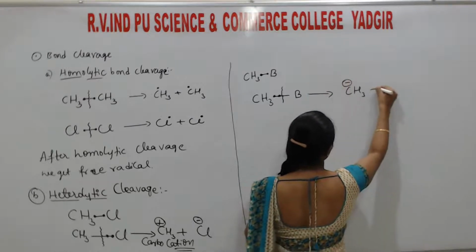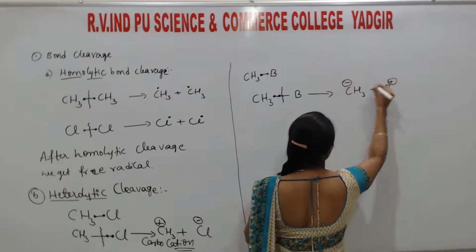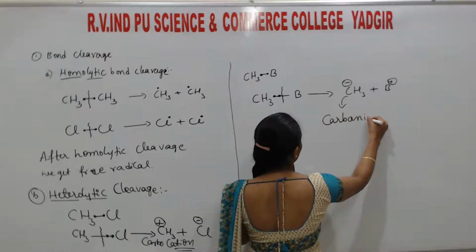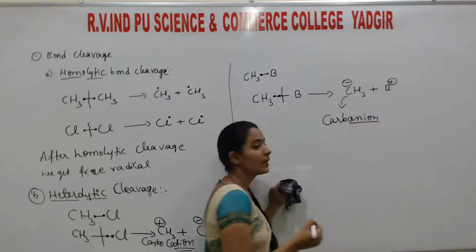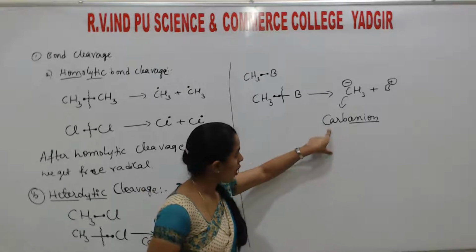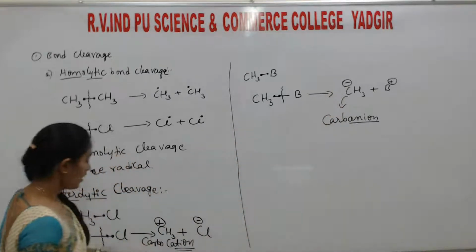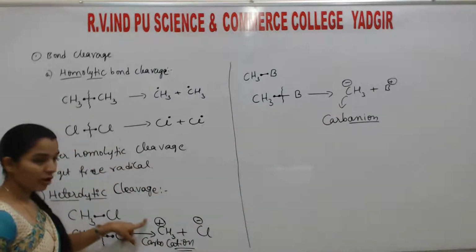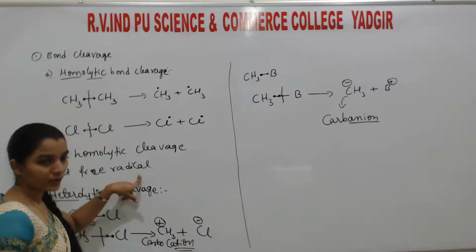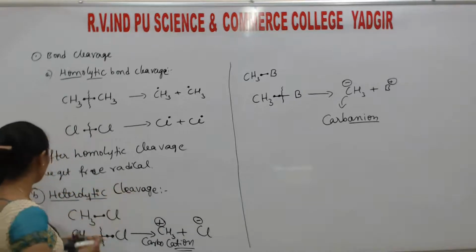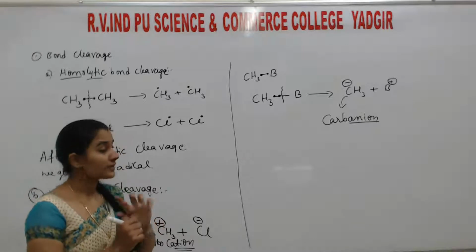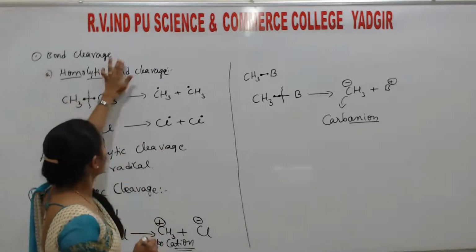CH3 minus plus B plus. So students, this one is carbon ion. Anion means negative charge. Cation means positive charge. Carbon ion means carbon with negative charge. Carbocation means carbon with a positive charge. This one is free radical. Carbon free radical. We get free radical. Understand? So students, as I told you, the first thing is bond cleavage.